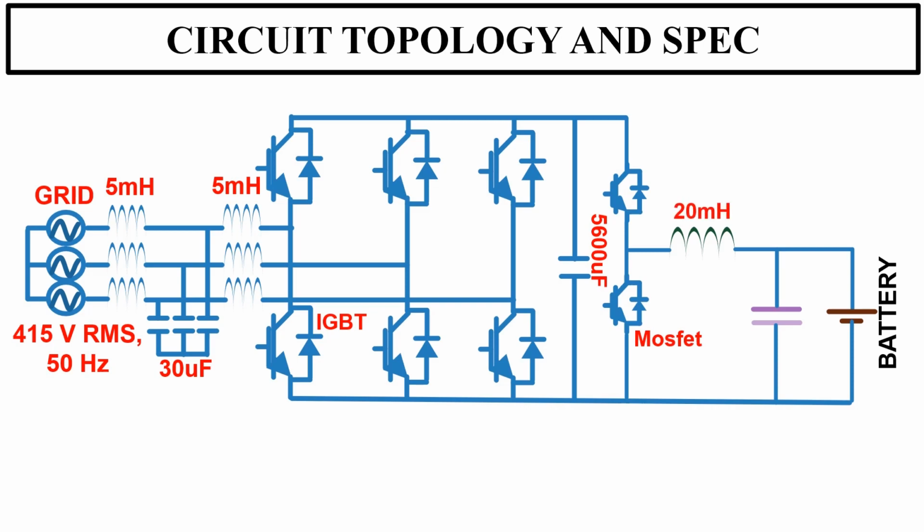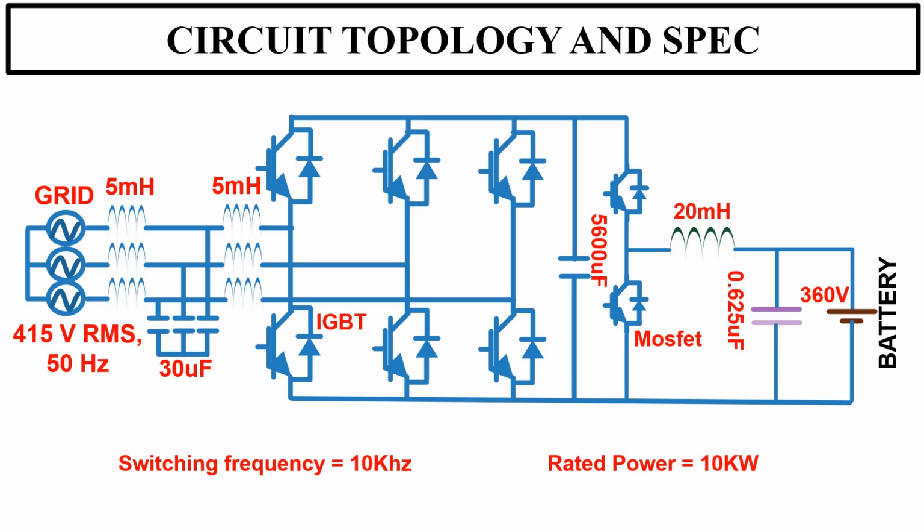Buck filter inductance is 20 mH. Output capacitance is 0.625 microfarad. Battery nominal voltage is 360. Switching frequency of both the converters is 10 kHz. Total rated power is 10 kW.